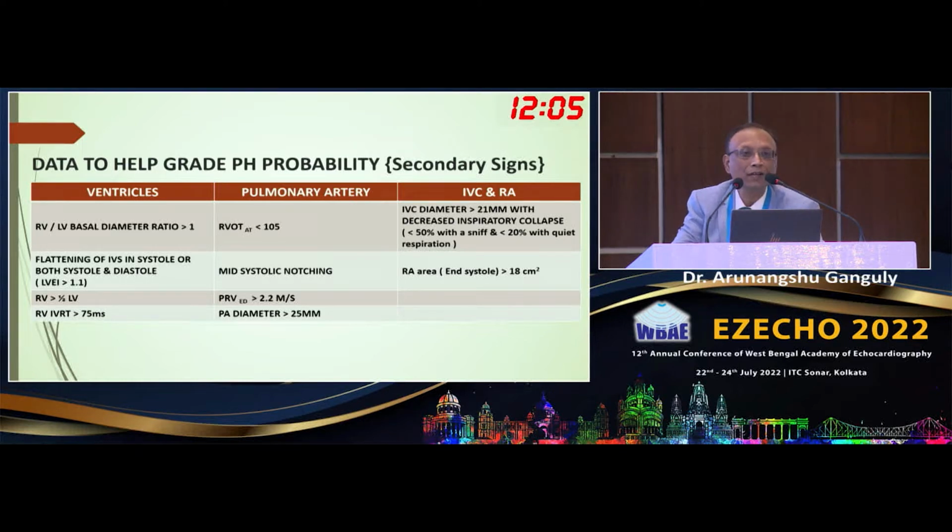pulmonary regurgitation velocity, that is early diastolic, that also gives you an idea about the mean pulmonary artery pressure, and the main pulmonary artery diameter more than 25 millimeter. In the IVC and RA, the IVC diameter is important, and specifically the collapse: less than 50% with a sniff and 20% with quiet respiration. And RA area is a very reproducible thing. RA area is important, more than 18 centimeters square.